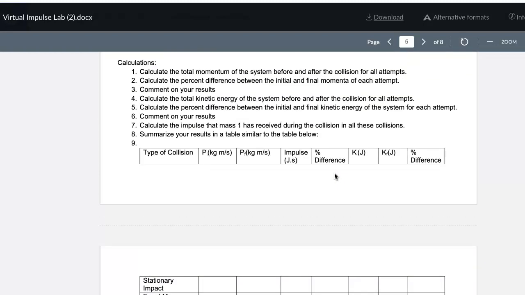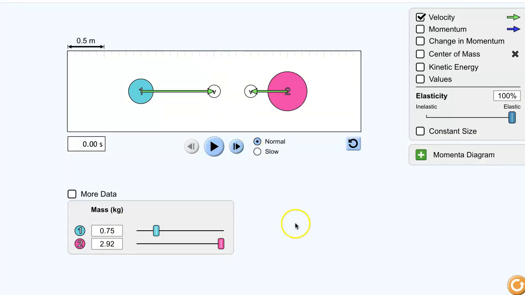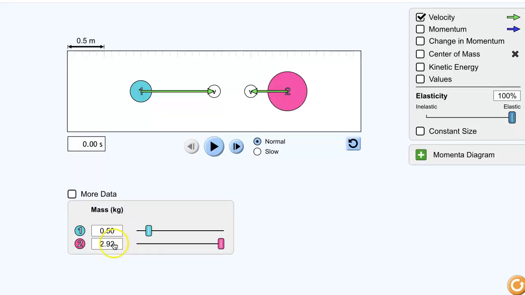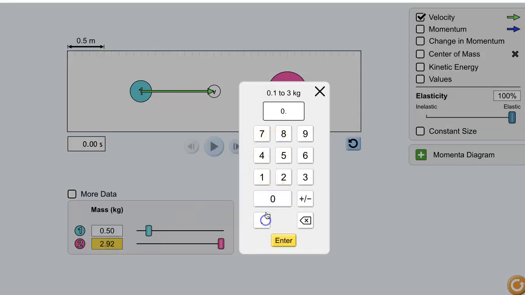Okay, in summary, this is what the lab is really about. Here is the collision lab. Where it says elastic, you are going to put it at 100. Completely inelastic, you're going to put it at 0. For the first ones, I'm going to have 100% elasticity. I can change the masses here. For my values, let's say equal masses: 0.5, and that one also 0.5.